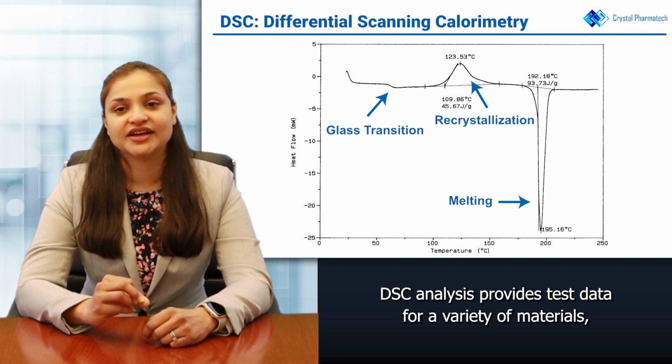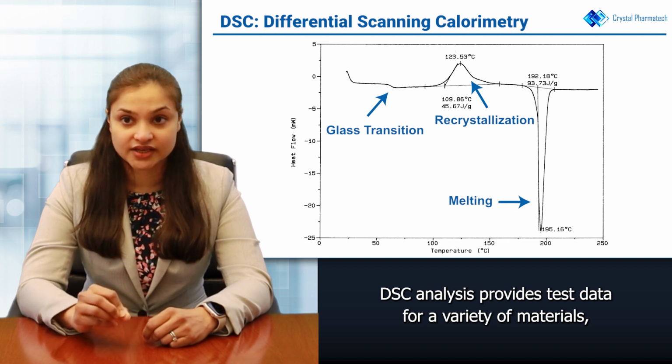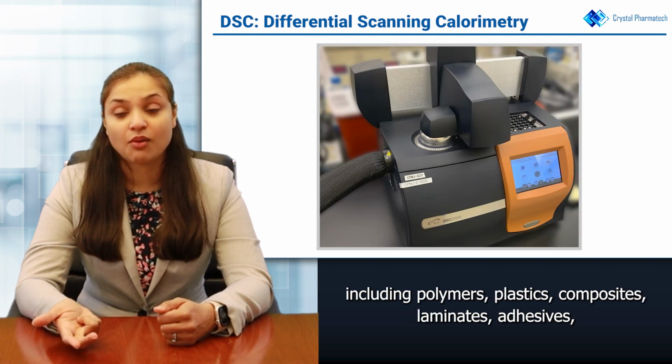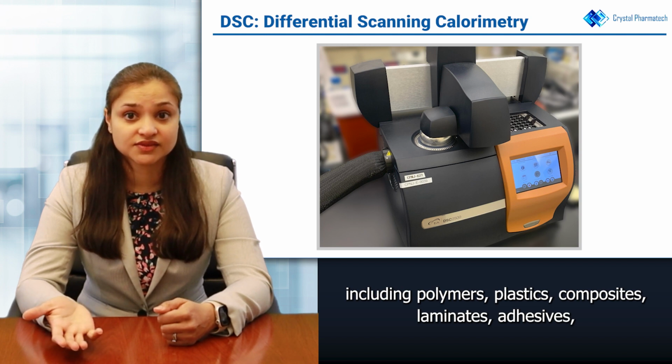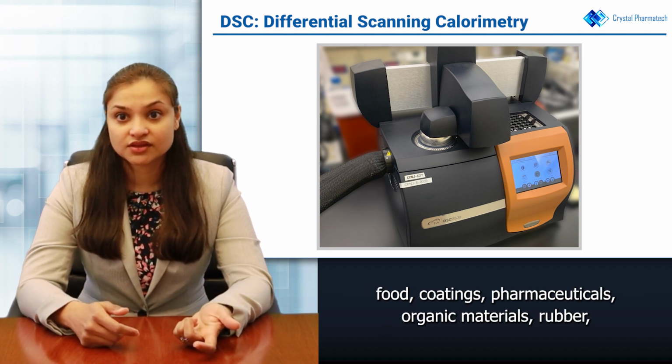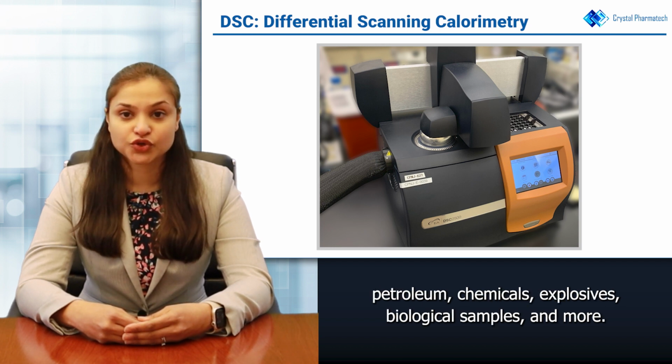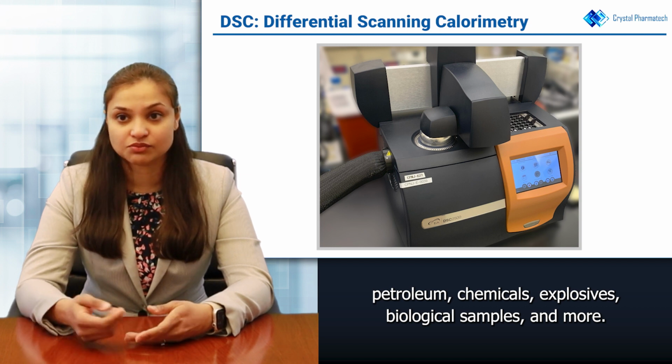DSC analysis provides test data for a variety of materials, including polymers, plastics, composites, laminates, adhesives, food, coatings, pharmaceuticals, organic materials, rubber, petroleum, chemicals, explosives, biological samples, and more.